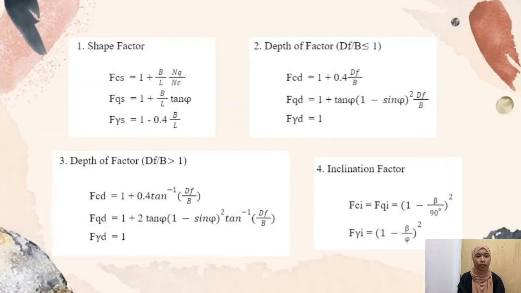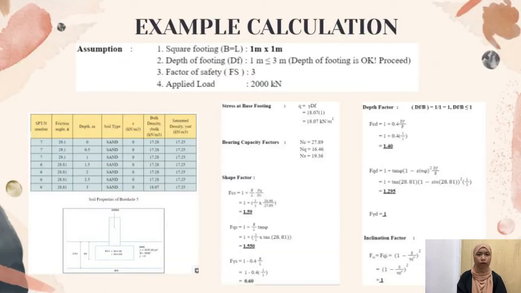So the Meyerhof general equation is divided into a series of equations, where it is a shape factor, depth factor for Df over B more than 1 or less than 1, and also inclination factor. So next is the example of calculation.